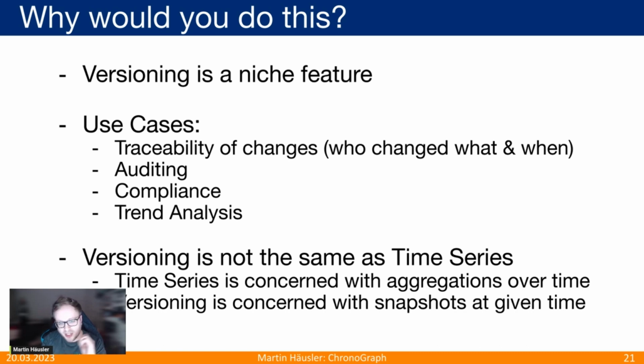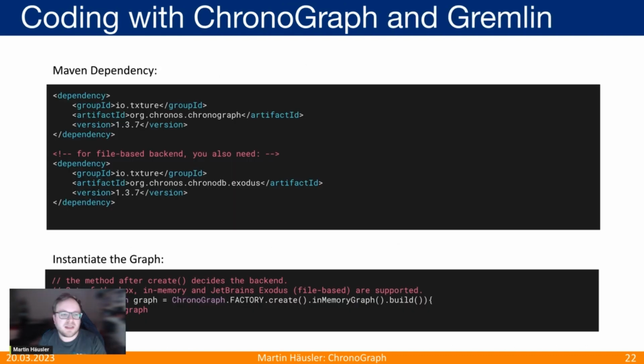Keep in mind that versioning is not the same as time series. I get this question a lot. Time series databases like Prometheus, for example, focus heavily on aggregations over time. So you take a period of time, you take measurements, and then you aggregate. Versioning is not the same. Versioning is concerned with consistent snapshots at any given time. And the snapshot really goes across your entire database. So that's the difference.